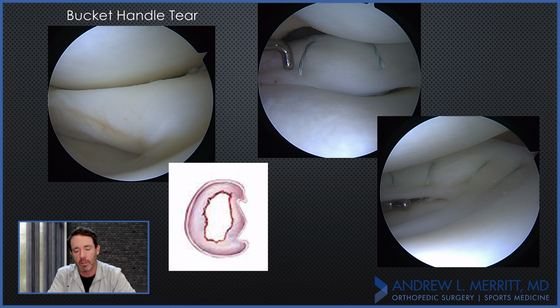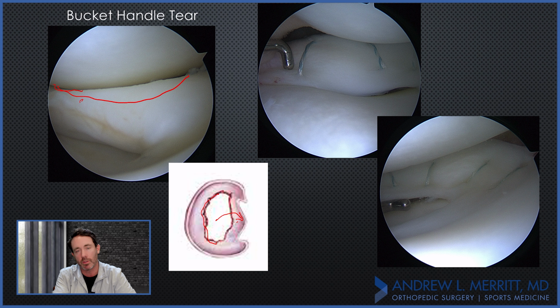A bucket handle tear is a unique type where the tear is so extensive that the piece can actually flip. It's called a bucket handle, like the top of a pail, where that handle can go onto either side. So in this situation, we should see this meniscus way to the back of the knee, but now it's actually in front of this condyle. So the back of the meniscus is in front of the end of the femur here, which means this whole piece is pulled off. It should be way in the back of the knee.